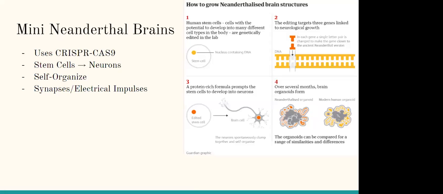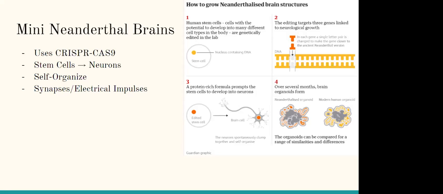So then you also have the idea of these mini Neanderthal brains. Now this is not cloning a full Neanderthal. This is just a step towards cloning the full Neanderthal. Using CRISPR-Cas9, you take human stem cells, and using chemical triggers, they're coaxed into neurons. And before this, you have these human stem cells edited so that they are closer to the ancient Neanderthal version.